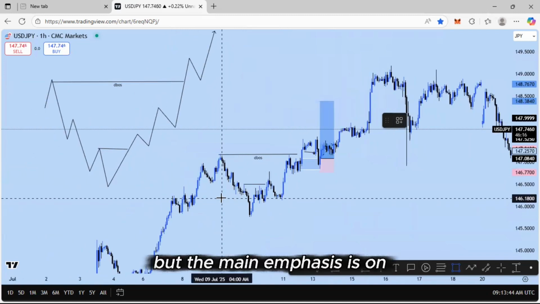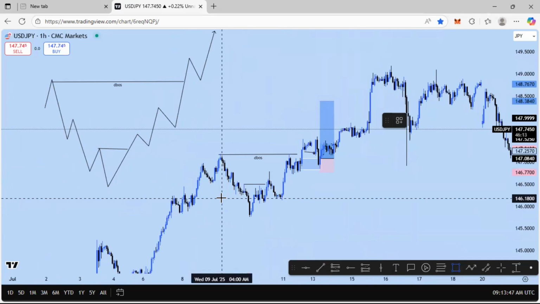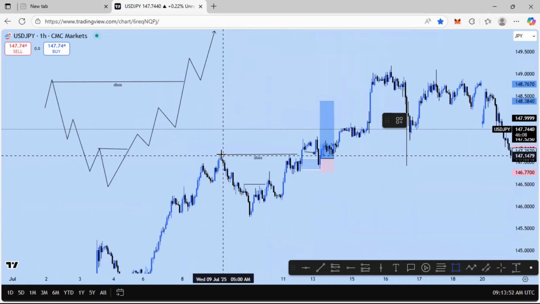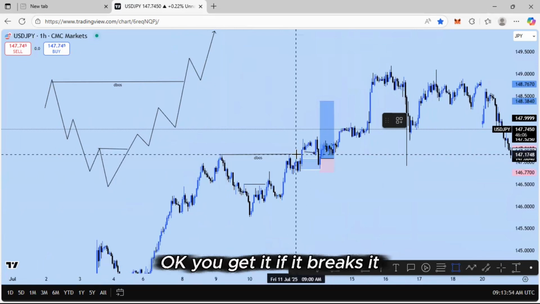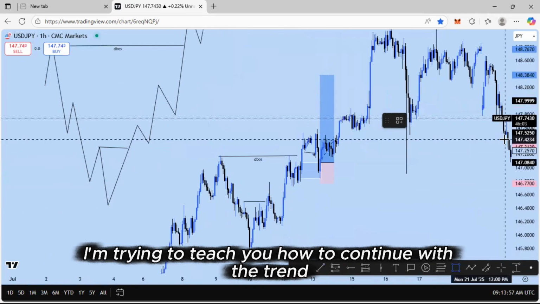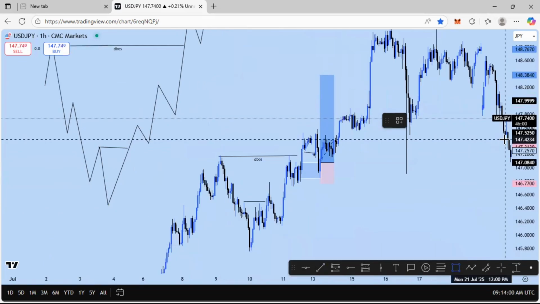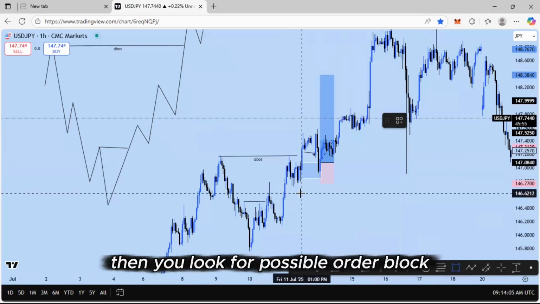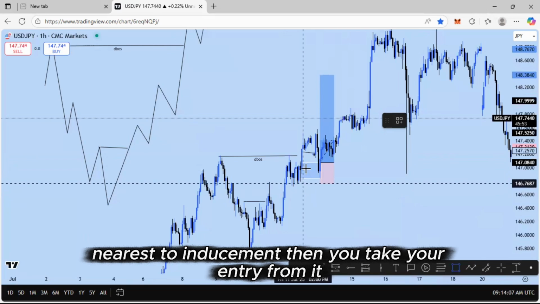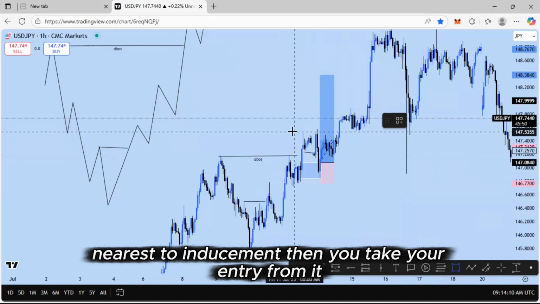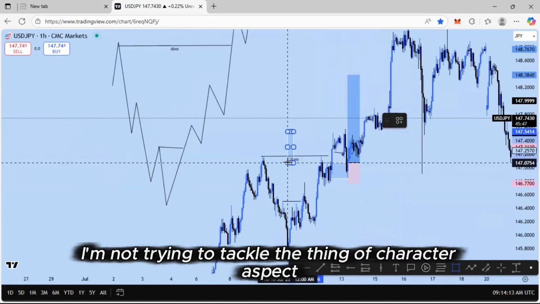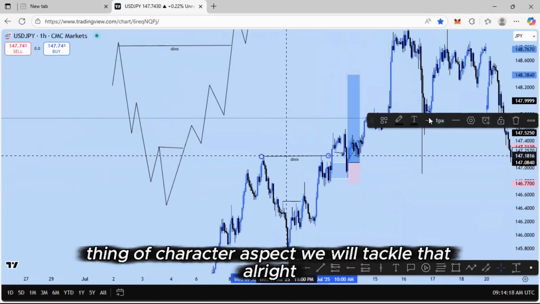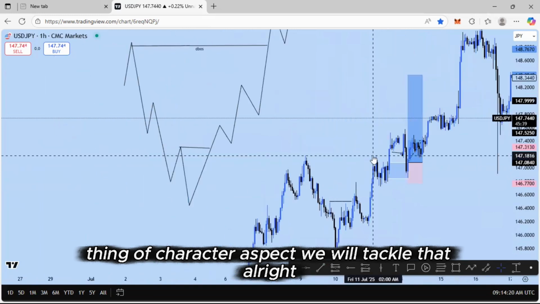But the main emphasis is on whether price has been able to break the previous high. If it breaks it, then you look for a possible order block nearest to inducement, then you take your entry from it. I'm trying to teach you how to continue with the trend. So now I'm not trying to tackle the change of character aspect. If it gets to the change of character aspect, we will tackle that.